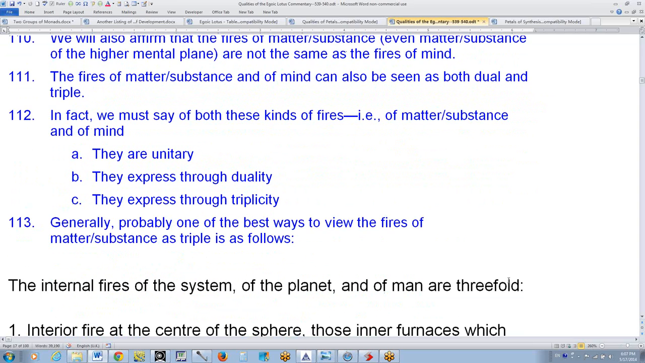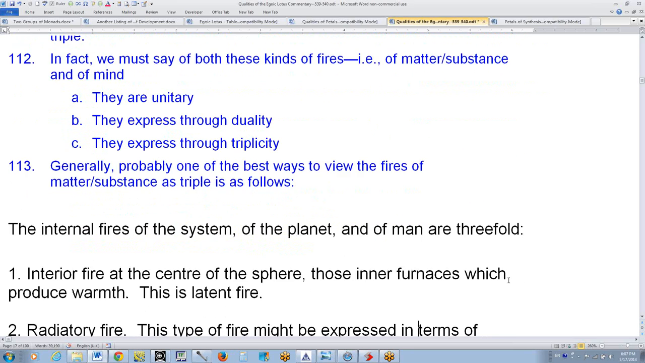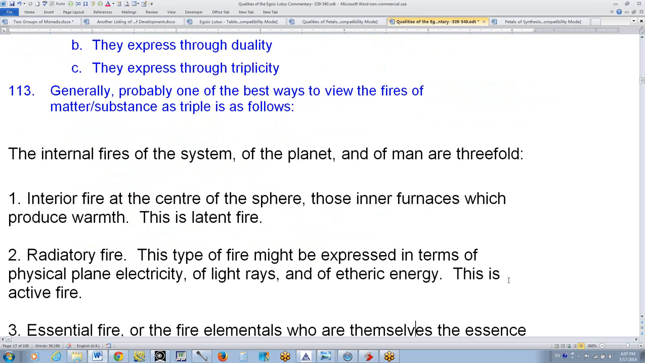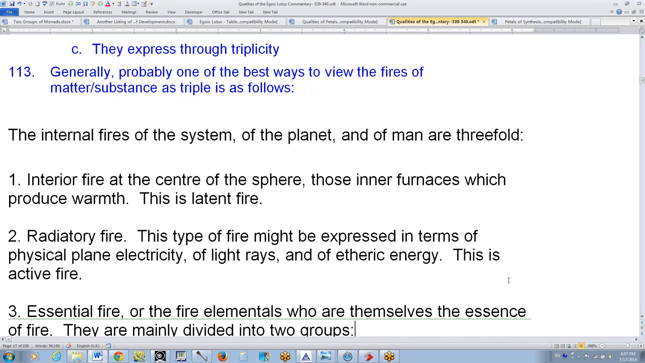So generally, probably one of the best ways to view the fires of matter substance as triple is as follows. Okay. The internal fires of the system, of the planet and of man, are threefold. Interior fire, we studied this at the beginning of the book, in the center of the sphere, those inner furnaces which produce warmth. This is latent fire. Remember, latent and active radiatory fire. Radiatory fire, this type of fire might be expressed in terms of physical plane electricity, of light rays and etheric energy. This is active fire.